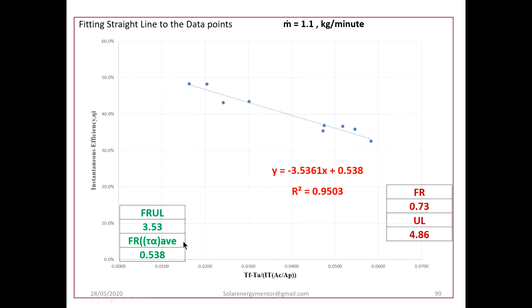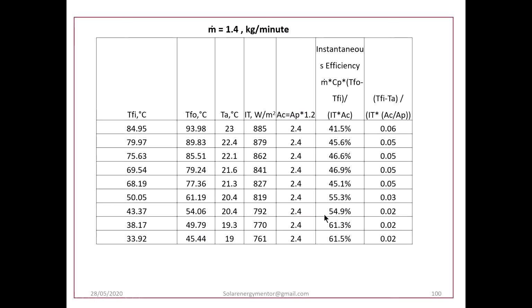So the value of tau alpha average is given. We can calculate the value of FR from here. So the value of FR is 0.73 and the value of overall heat loss coefficient comes up to be 4.86. So for this data at 1.1 kg per minute, we get these values. Now, for the second set of data, where mass flow rate is 1.4 kg per minute, we obtain these values of instantaneous efficiency, and the x-axis parameter values are these.